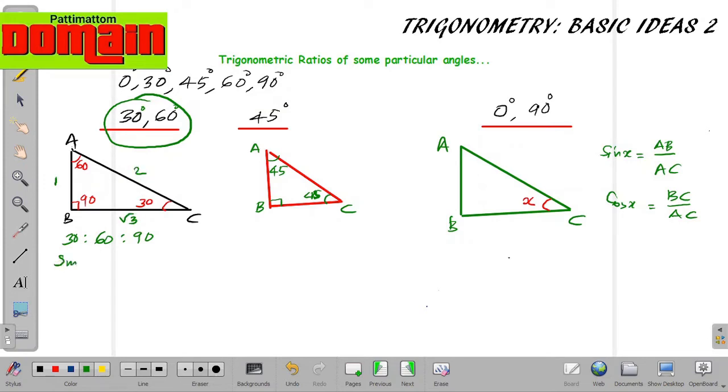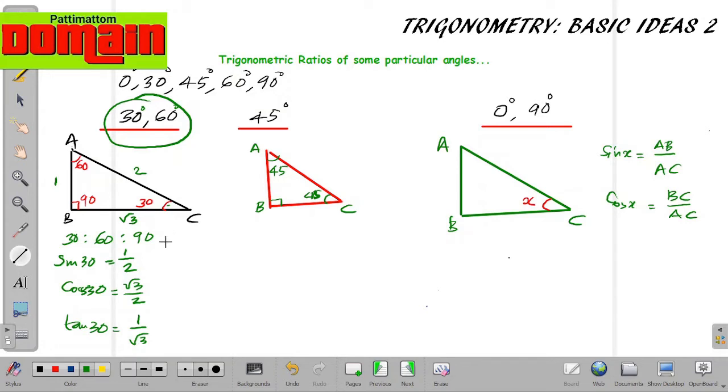Here, sine 30, angle 30 is here, its opposite side is 1, divided by hypotenuse which is 2. Cos 30 is equal to adjacent side √3, hypotenuse is 2. Tan 30, what is tan 30? Opposite side is 1 divided by adjacent side √3.